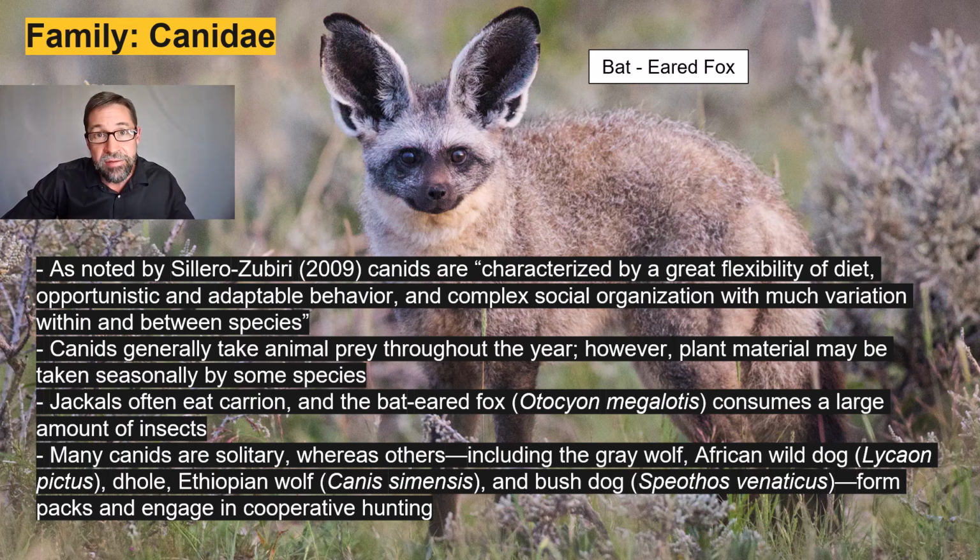Coyotes are thriving in cities like Chicago because, as noted by Saluro Zubiri, canids are characterized by a great flexibility of diet, opportunistic and adaptable behavior, and complex social organization with much variation both within as well as between species. Canids generally take animal prey throughout much of the year. However, they can also eat plants seasonally.